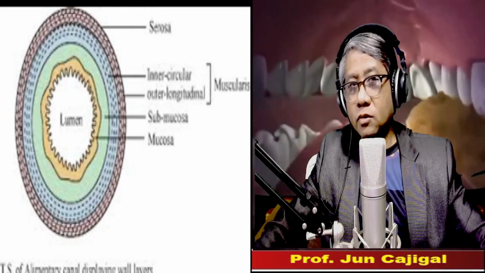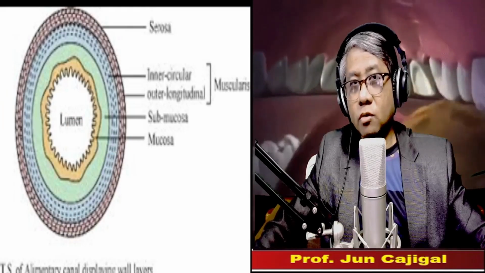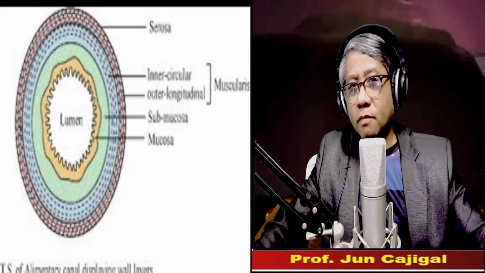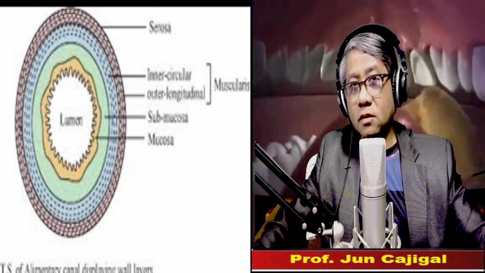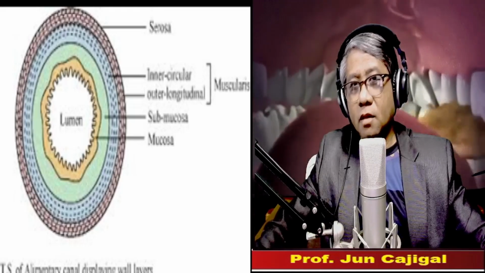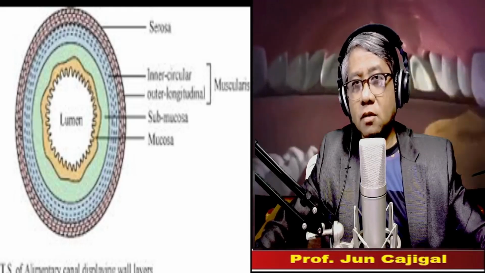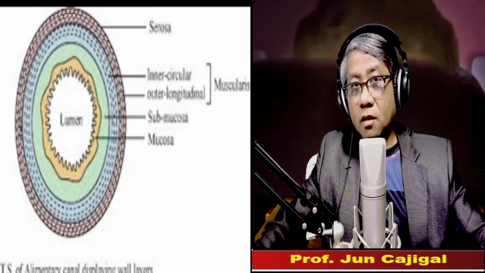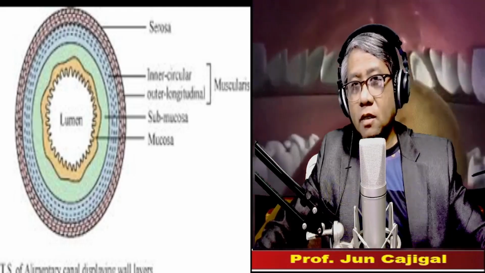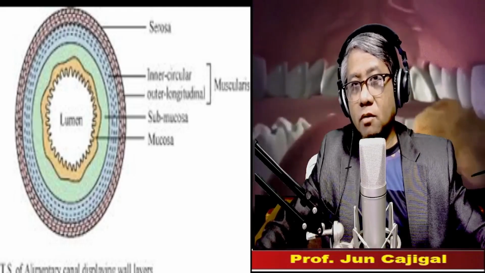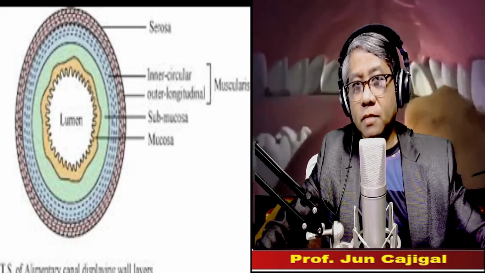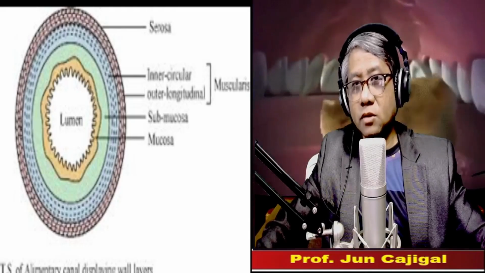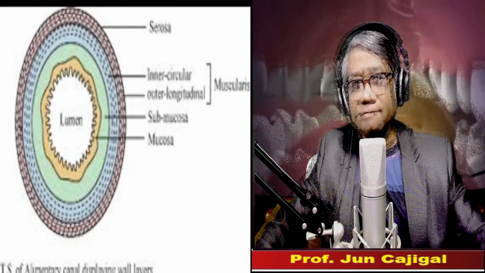So the innermost layer is the mucosa that secretes hormones and mucus. Then above that is the submucosa. Then above the submucosa is the muscular layer that contains outer and inner muscle layers. Then above the muscular layer is the serosa. Now the space inside the alimentary canal is called the lumen.